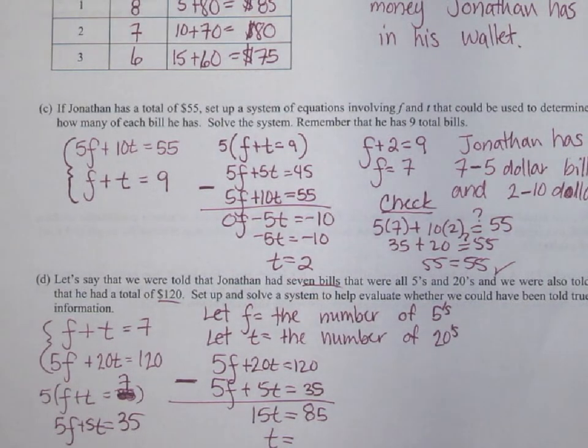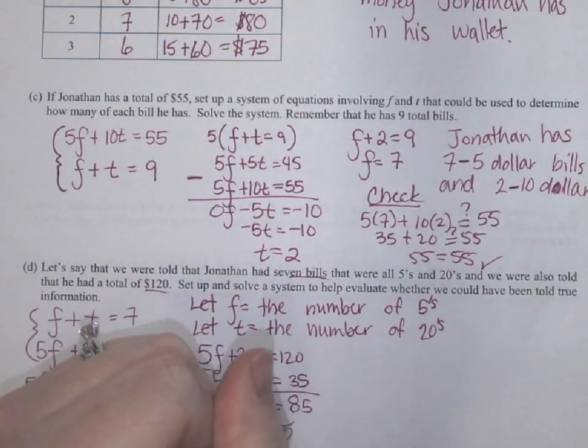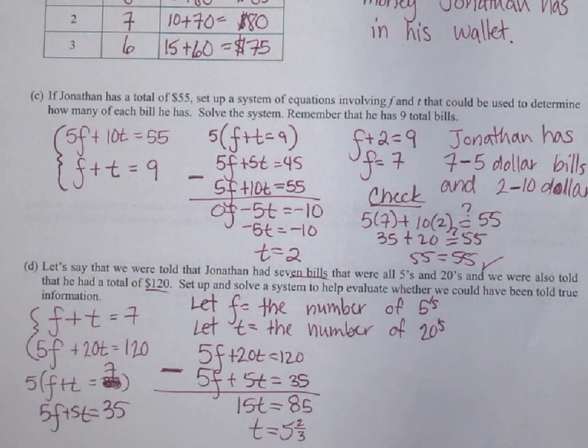I feel like I did something wrong. We know he has 7 bills, because I'm not getting an exact answer. I'm getting 5 2/3, which is impossible. You can't have 2/3 of a bill. $120. F plus T equals 7. 5T, 5F. 7 times 5 is 35. 120 minus 35 is 85. 20 minus 5 is 15.